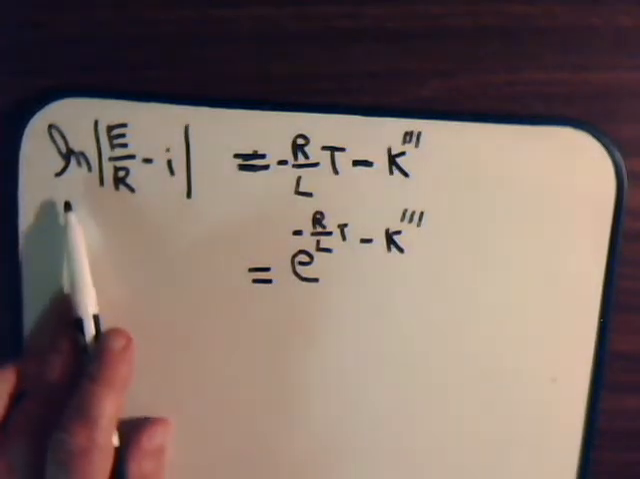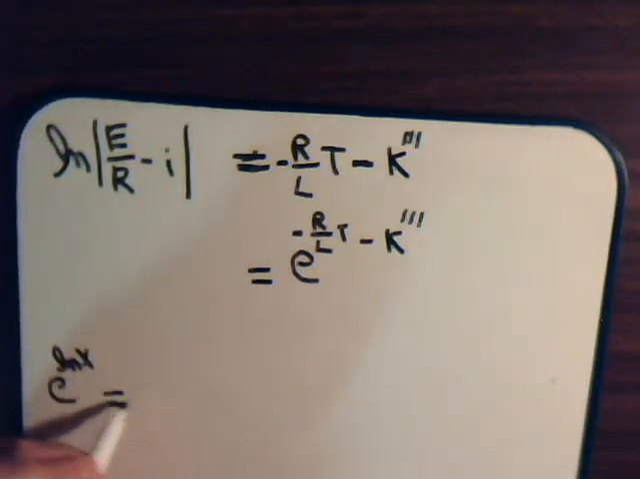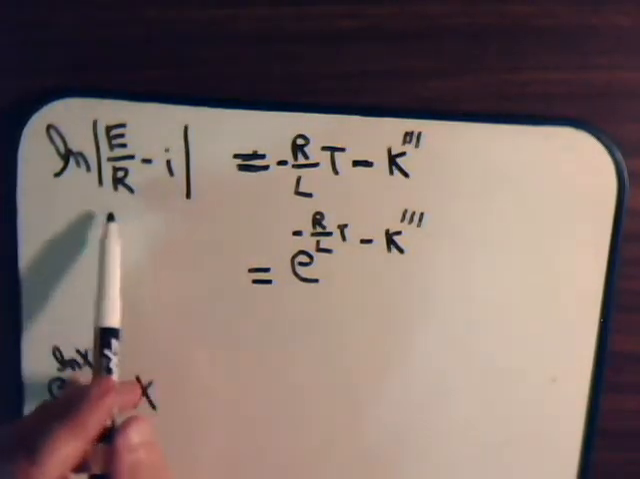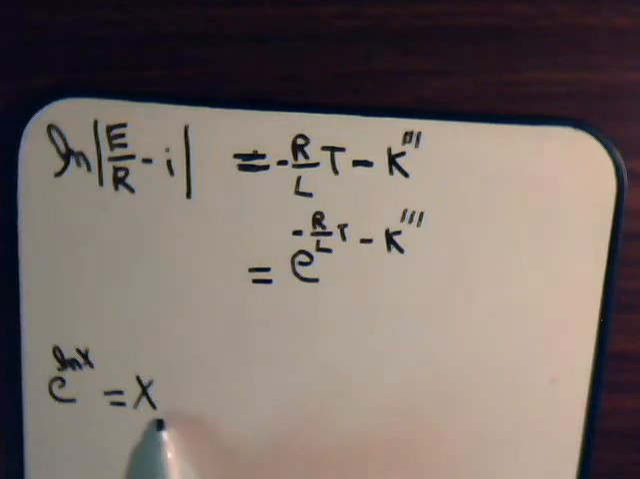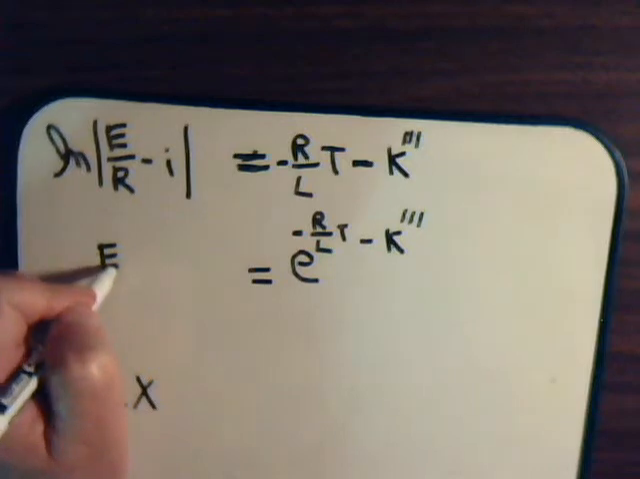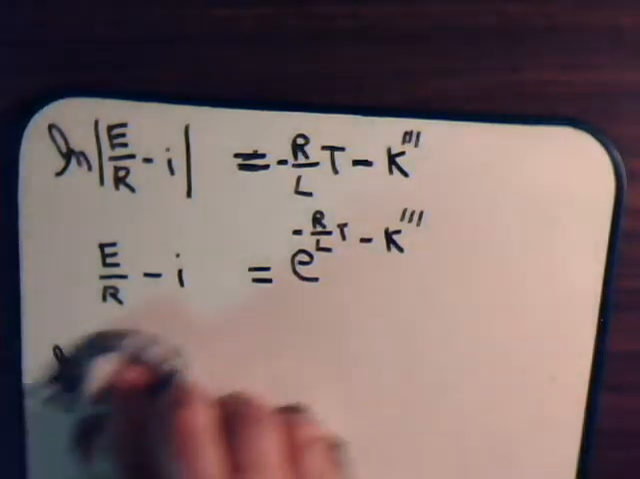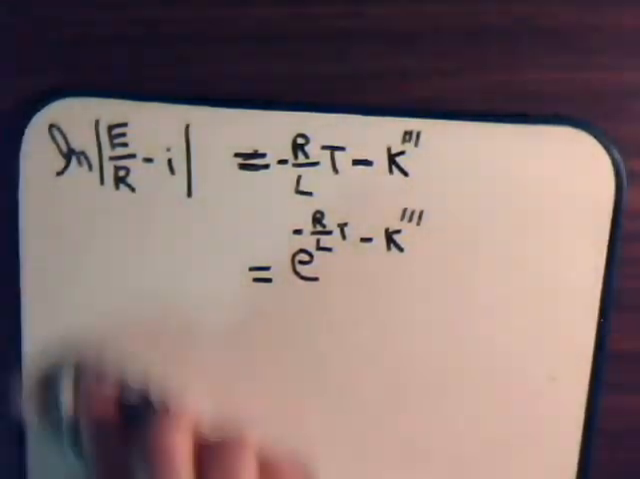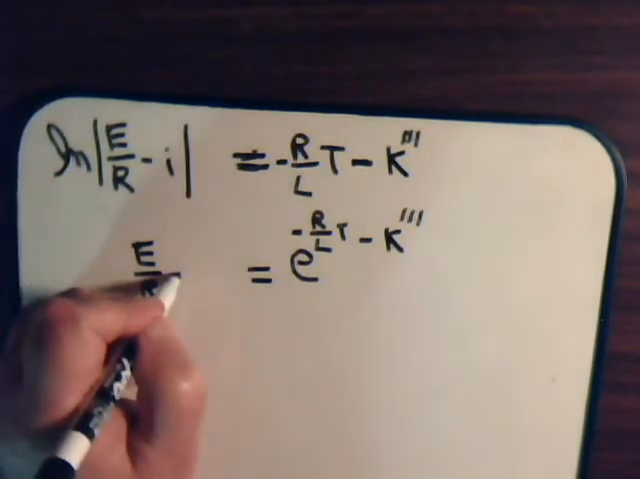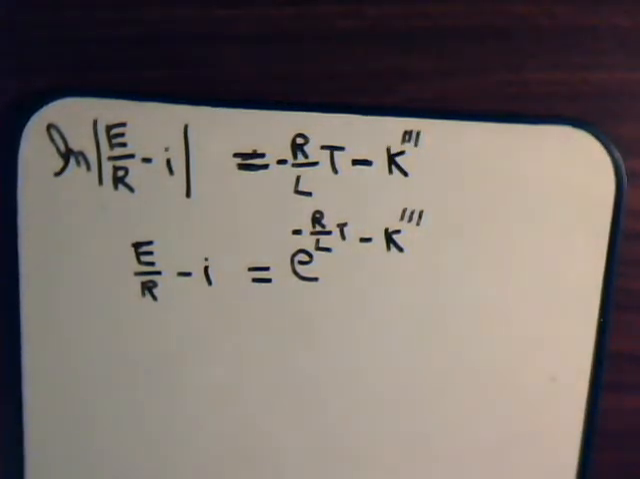Then here I'm going to have e raised to this power. Remember, e to the ln of x, that just equals x. So if I have e to this power, that's just going to give us this right here. e to the ln of x is x. So e raised to this power is just E over R minus I. So we have E over R minus I equals this. Now we're getting very close.